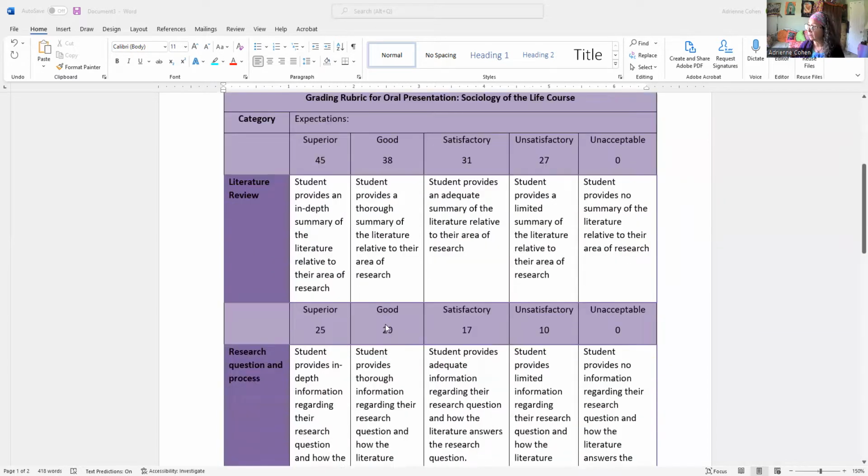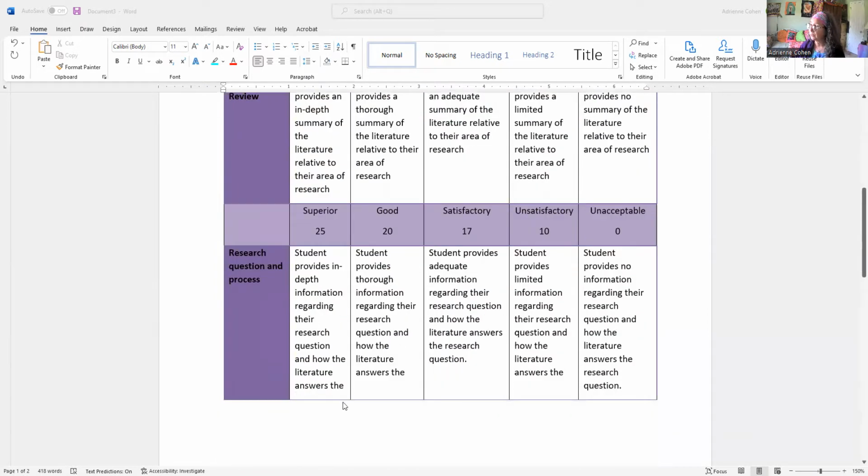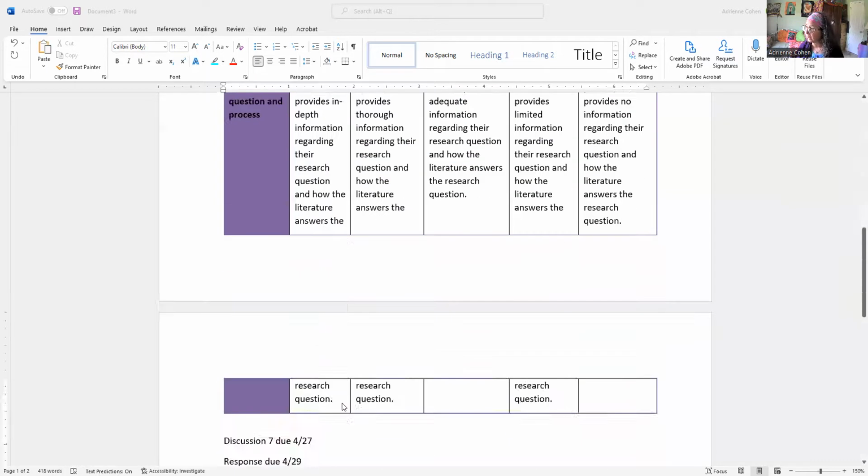So you can see there's a grading rubric, as there are with all things. So first is a literature review. So an in-depth summary of the literature review relative to your area of research. Okay, so you just summarize what you wrote in the paper. And then in-depth information regarding your research question. So don't forget to state your research question and then talk about how the literature answers that. So that should be it.